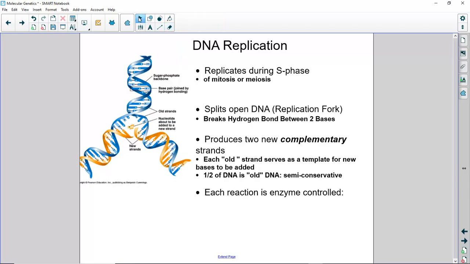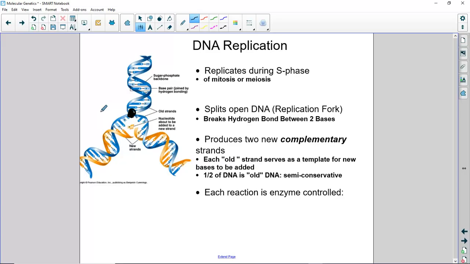So what happens here is the following. There is an enzyme. An enzyme splits open DNA at a position on the DNA that's called a replication fork, which is right there on this strand. So, there's your black enzyme right there on the replication fork. By doing that, it's going to break the hydrogen bonds, the 2 bonds or the 3 bonds, depending on which 2 bases you have together, therefore separating the strands.